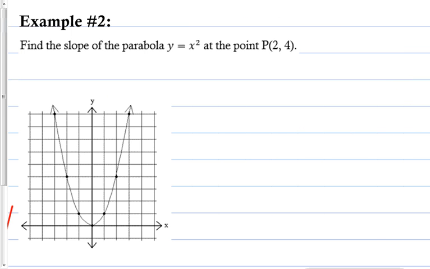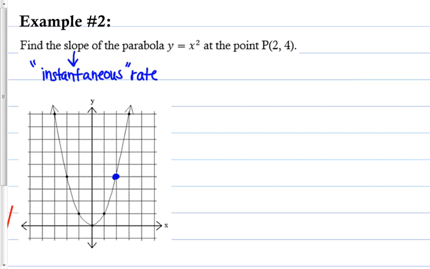Okay, so example 2, find the slope of the parabola y equals x squared at the point P is 2, 4. So here's 2, 4. They gave me 1 point. I have to find the slope at that point, at that very instant. So here when they're saying slope, it's not just the average rate of change anymore. This is just a rate of change. And it's referred to as an instantaneous rate of change.